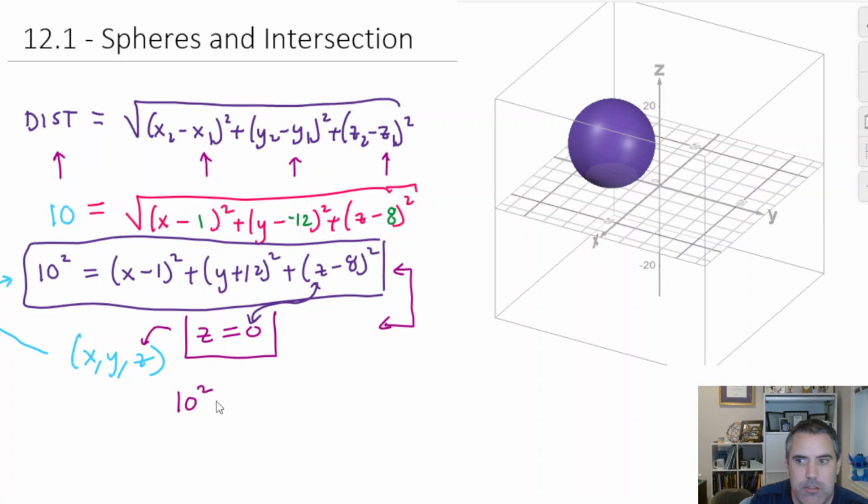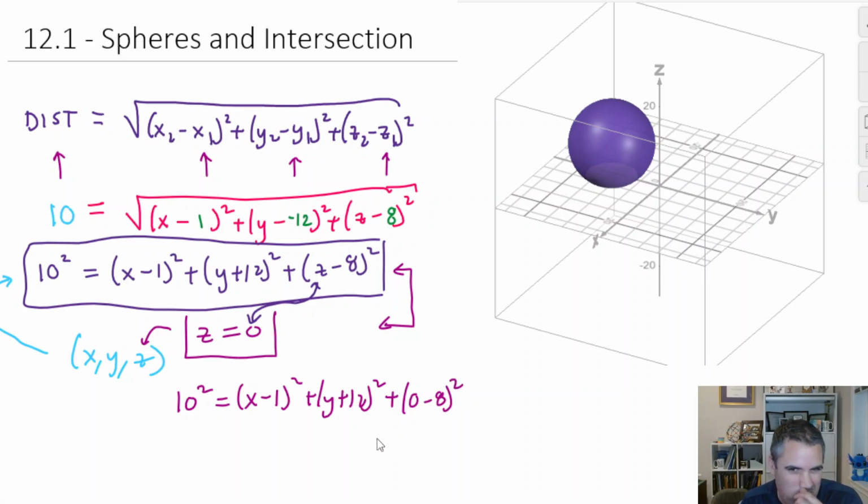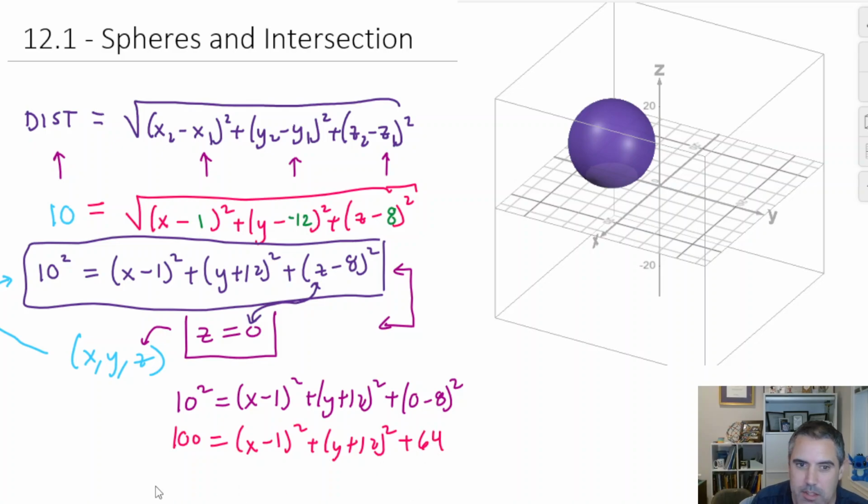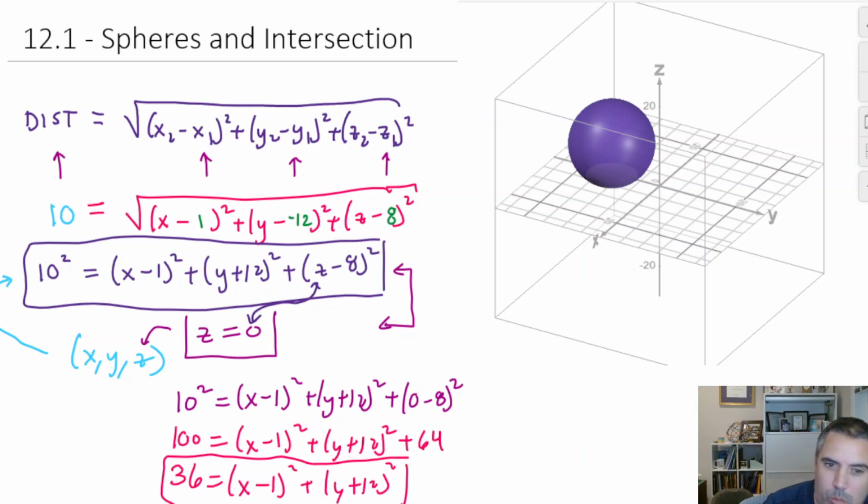You get 10 squared equals x minus 1 squared, y plus 12 squared. And I like this. It's real nice how quickly we can get to something fairly valuable here. And what is that? This is 100 equals x minus, this should be starting to ring some bells. It should look familiar. If not, that's fine. We move it to the other side. We get 36 is equal to x minus 1 squared. You should recognize that as something you might have seen in 2D. It's a circle centered at 1, negative 12 of radius 6. That's not a surprise to me when I look at it.